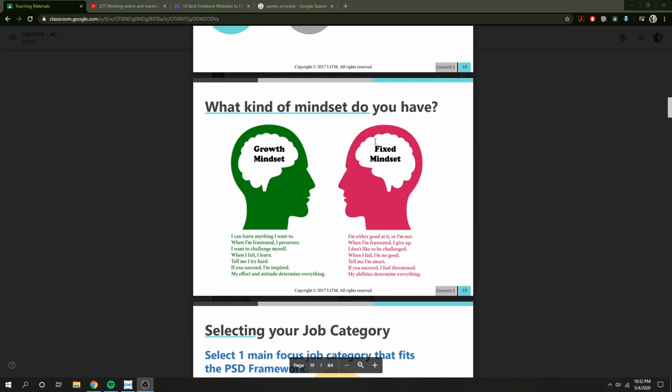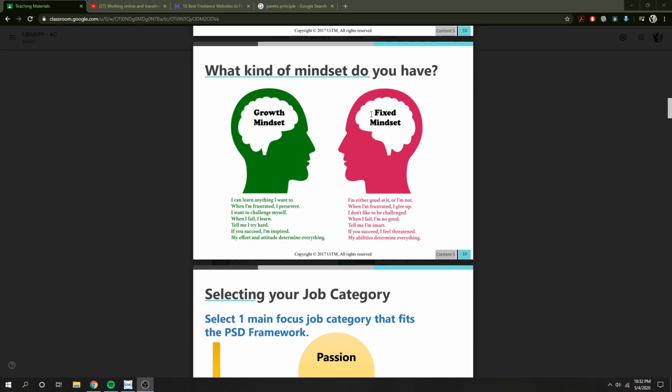Okay, what kind of mindset do you have? Okay, as a freelancer, you should have this growth mindset. Okay, kena ada I can learn anything. Tak boleh macam fixed mindset ni, I'm either good at it or I'm not. Okay, you kena fikir macam orang sebelah kiri ni lah, meaning that think positive, challenge yourself, kena think outside of the box, and cari punca of the masalah, then try to solve the problem kan. Not just okay, biarlah, tak boleh buat tak apalah. Okay, tak boleh ada fixed mindset ni, kena growth mindset.